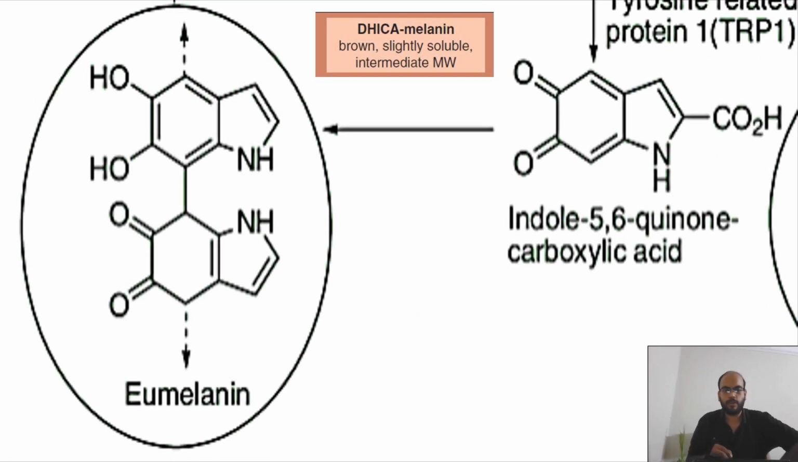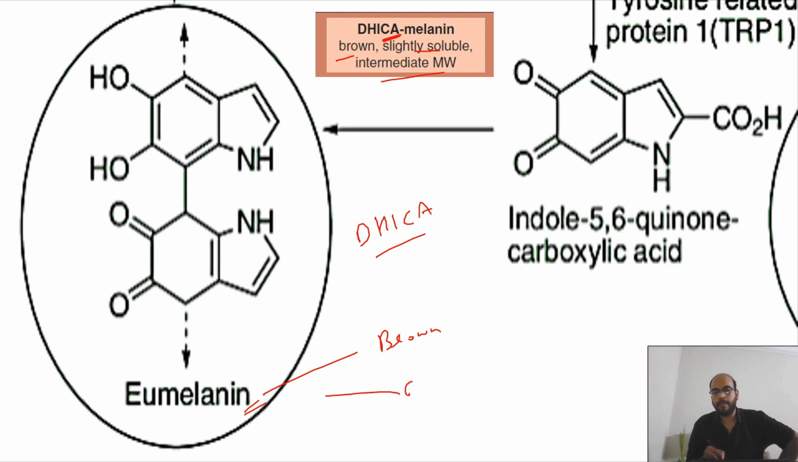And this is what forms again eumelanin. But since it is carboxylic acid mediated, you have DHICA, dihydroxyindole carboxylic acid melanin. It is brown, slightly soluble, and has intermediate molecular weight, and that is why eumelanin is known as brown black melanin. Brown black melanin. Black is DHI melanin. Brown is DHICA.